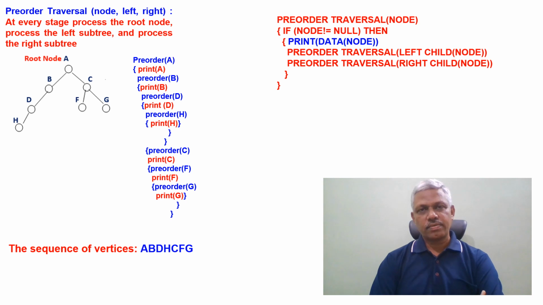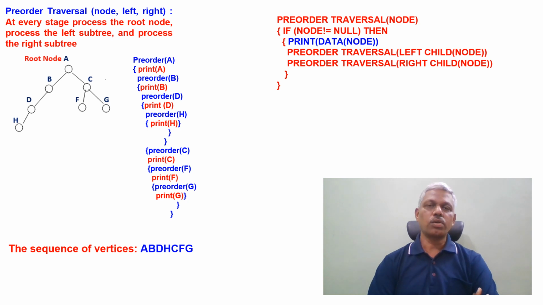Another variant of traversal is pre-order traversal, where the node is visited first, followed by the left subtree and then the right subtree of the node. The algorithm goes like this: pre-order traversal of the node. If node is not equal to null, then print the data present at the node and then proceed to the pre-order traversal of the left child of the node. After that, proceed to the pre-order traversal of the right child of the node.